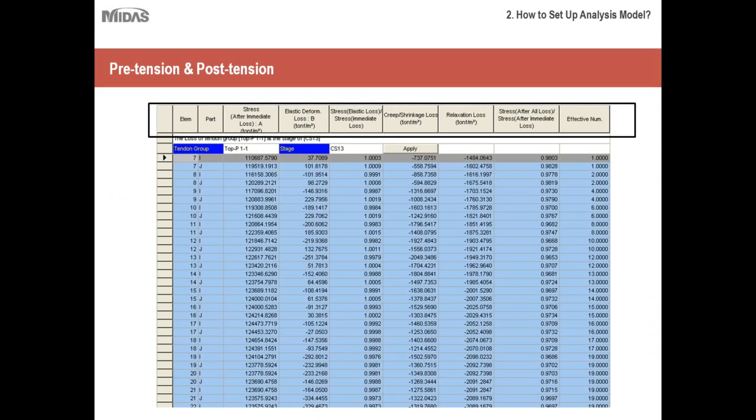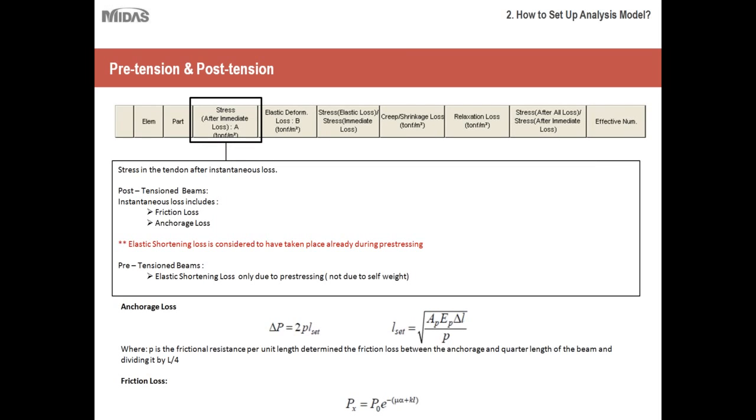So I'll go a little more in depth for the pre-tension and post-tension losses. As you can see, this is a table where you have different column heads, and in these columns you can see some values for one of the tendons at a given construction stage. So let me quickly explain to you what these losses are that you need to consider.